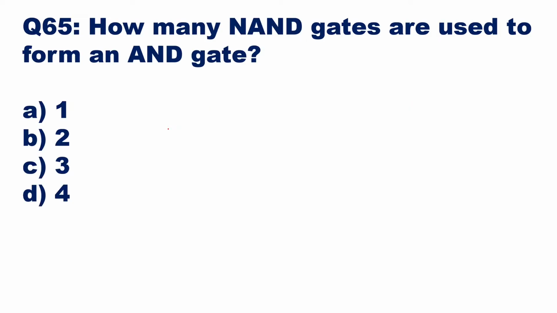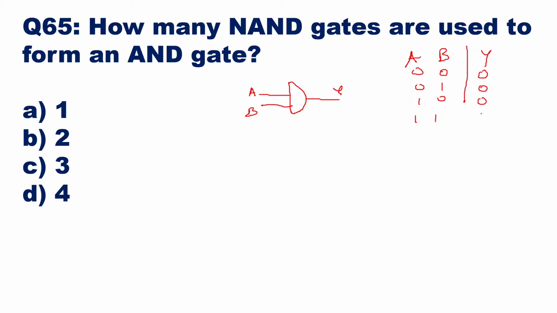How many NAND gates are used to form an AND gate? Now the AND gate, we know the symbol was like this. This was the AND gate, with two inputs and one output: A, B, and Y. We also know the truth table of the AND gate. A and B are the inputs and Y is the output: 0 0, 0 1, 1 0, 1 1. If any one of the inputs is low, the output is low: 0, 0, 0. If both the inputs are high, the output is high. So this was your AND gate.